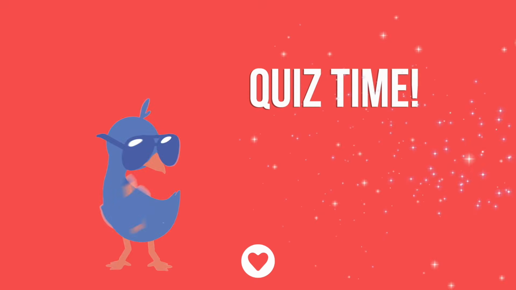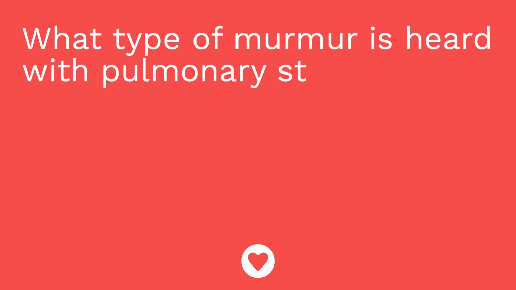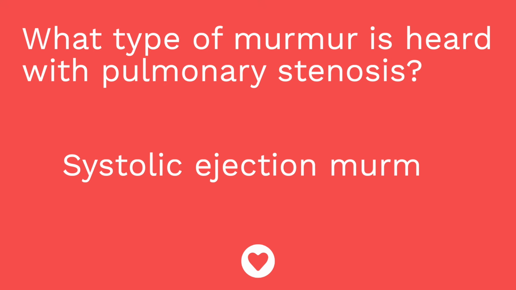All right, it's quiz time. Are you guys ready? I have 3 questions for you. First question. What type of murmur is heard with pulmonary stenosis? The answer is a systolic ejection murmur.